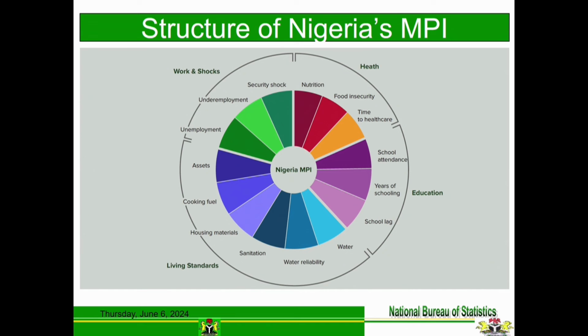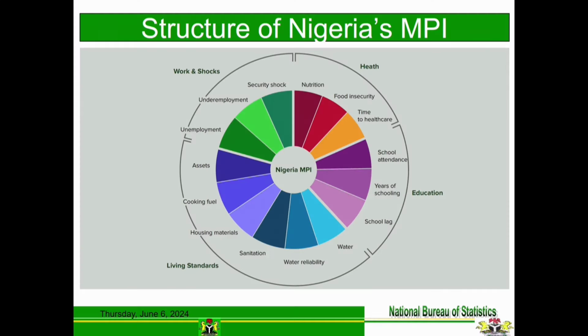Now, the housing material looked at the kind of floor that they have, the kind of wall that they have, and the kind of roof that the household has. And you know that all of this gives a better understanding of the wealth index of a household. And this is poverty that we are talking of here. For work and shock, we have underemployment, employment, and security shock. You and I know that employment is vital, or underemployment is something to look at. Even security is also something to look at.